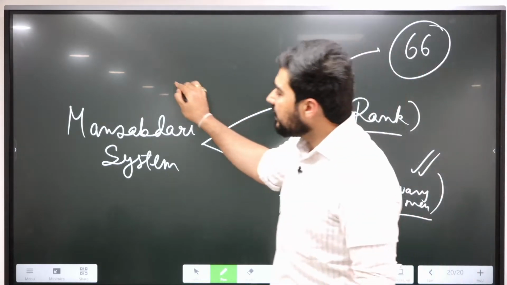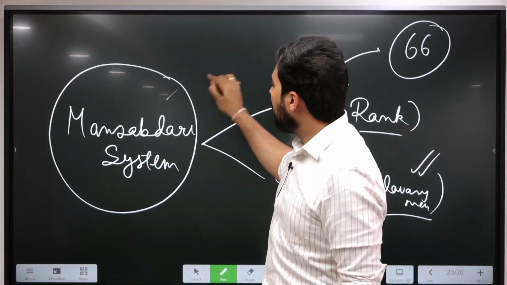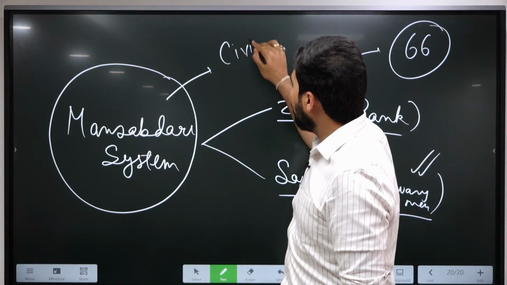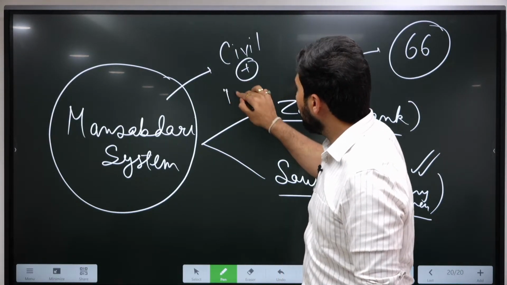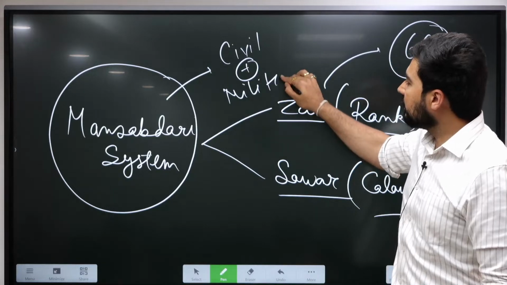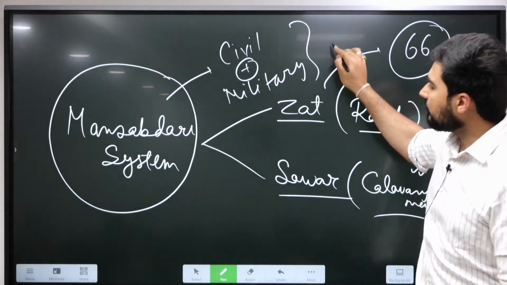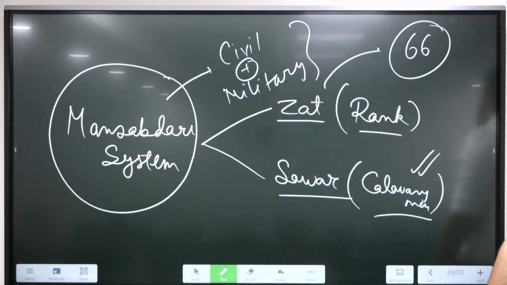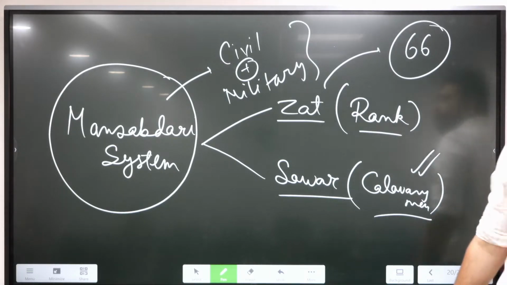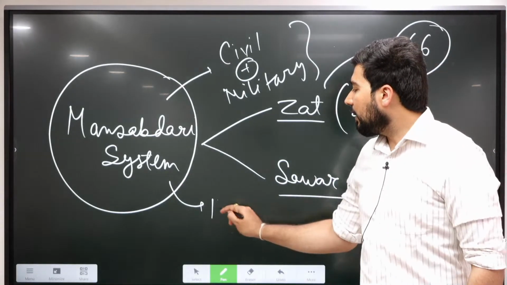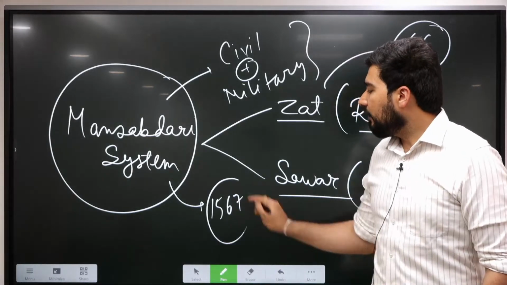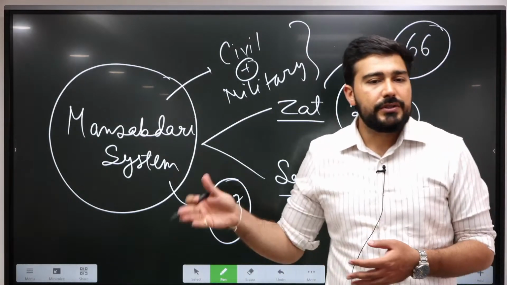This Mansabdari system worked for civil as well as military works, and this became the mainstay of the Mughal system. The system was developed roughly around 1567, and with the period of time, it kept on changing.